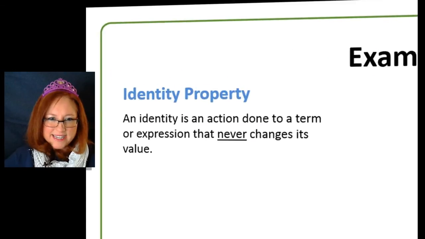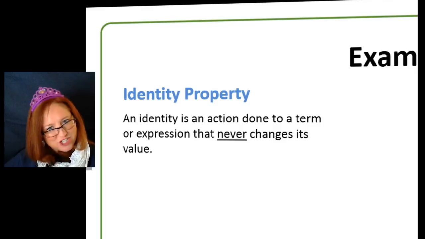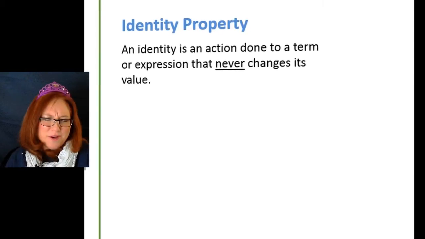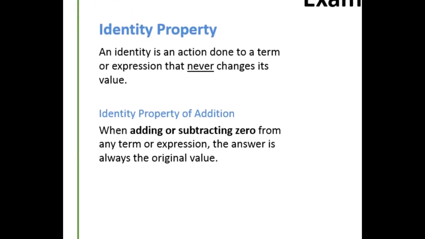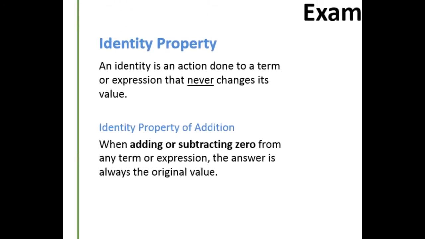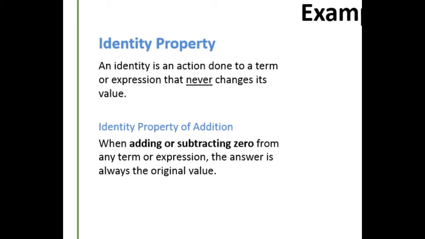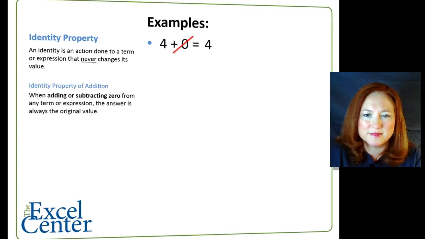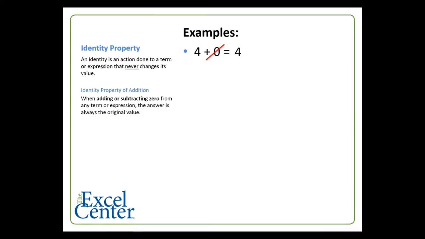An identity is an action that can be done to a term or expression that never changes its value, just like how I've changed my appearance. I am who I am. In addition, if you add or subtract 0 from any term or expression, you'll never change its value. For example, if you add 0 to a constant, you can just cross it out, since it's not needed in the expression.